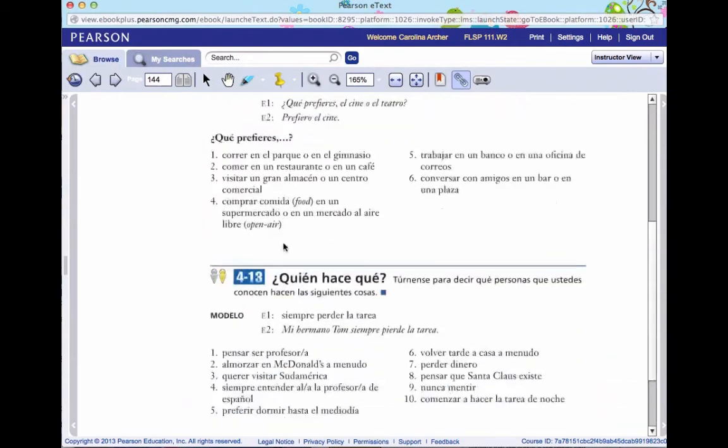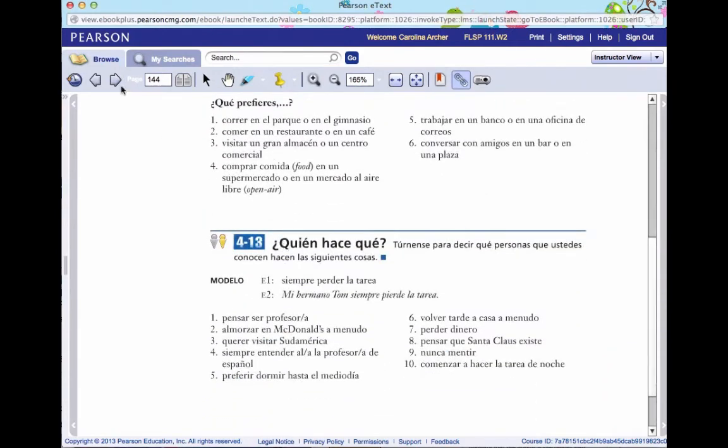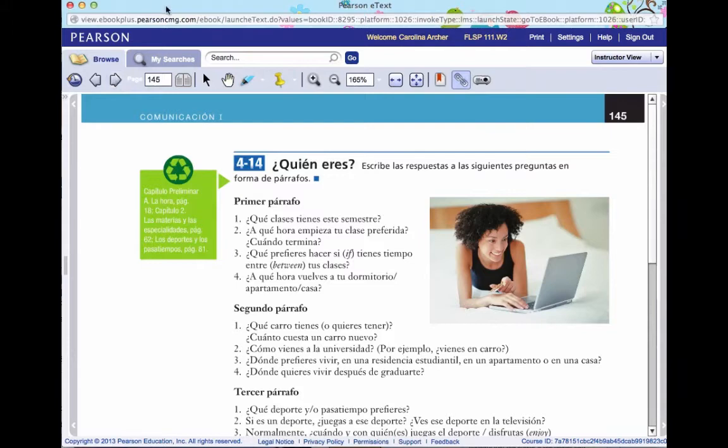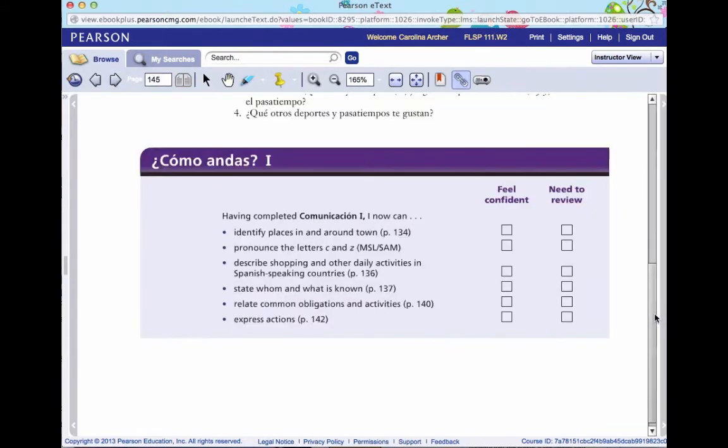So get some good practice with those, because these are, like you can see, very common verbs that we use all the time in everyday conversations. All right, and at the end of this section, kind of in the middle of the chapter, you have the ¿Cómo andas? How are you doing? So look at this and see how you're doing in these areas and what you need to work a little harder on, okay, if you feel confident or if you need to review.